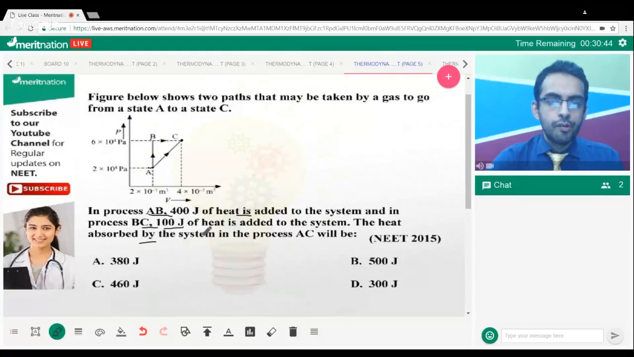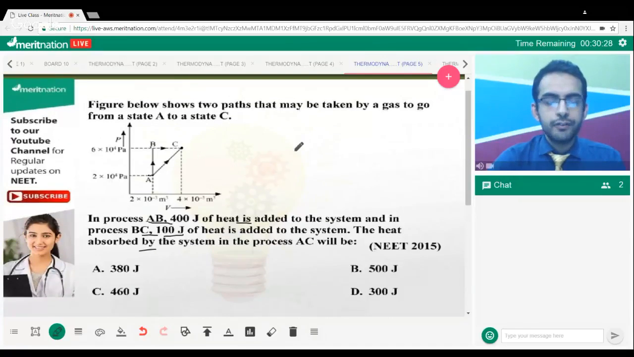What we have to find? In this question, we have to find the heat added or heat absorbed by a system in process AC. In process AC, we have to find the heat. Now, how to find the heat?